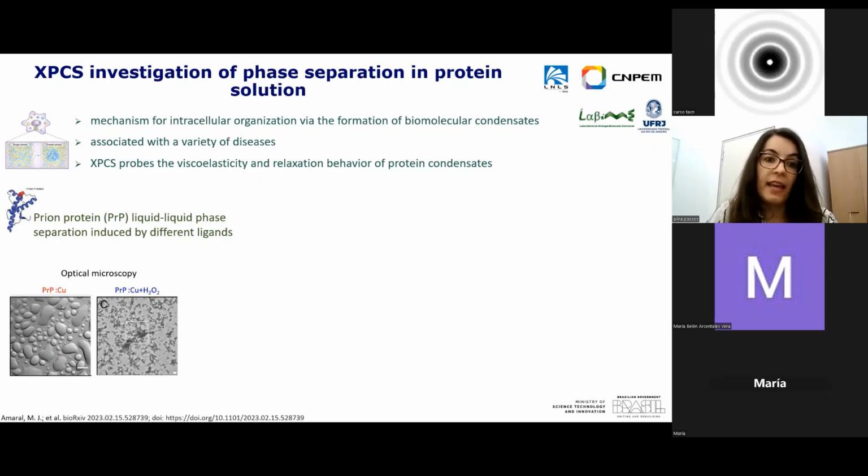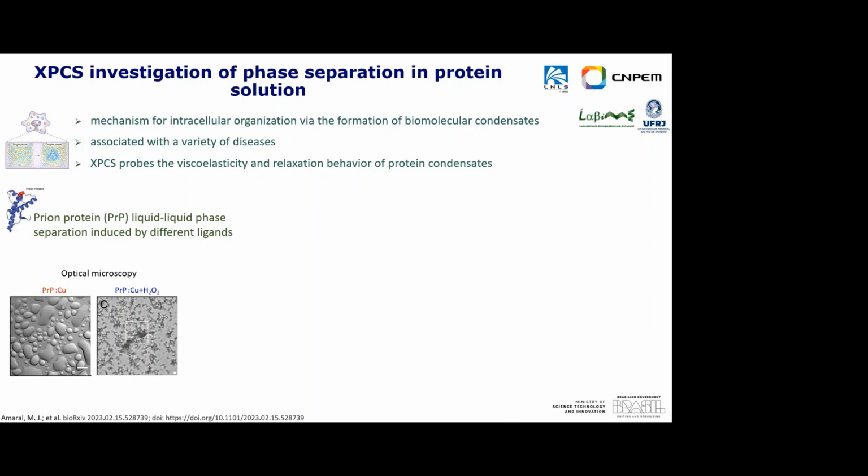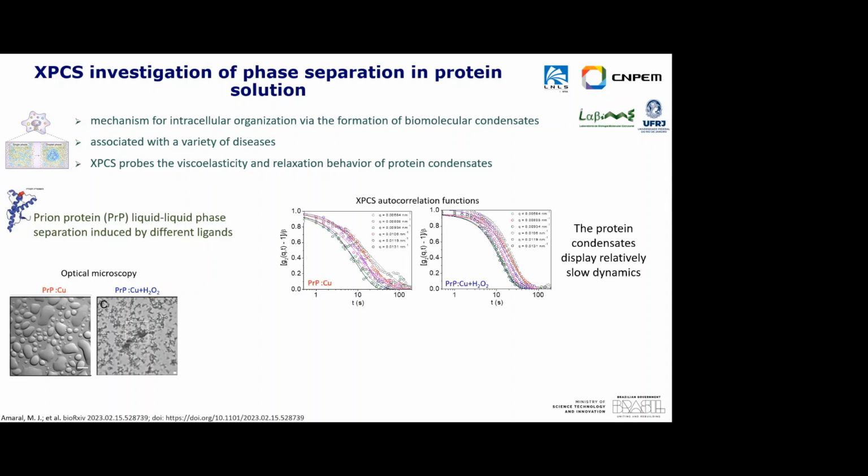And if they add, for example, copper and peroxide, they obtain a completely different morphology that's more of a gel network. And this occurs naturally in our body. At some point we have more peroxide and this changes the protein condensate. So they came to the beamline and we studied this. We mixed these proteins with copper and copper peroxide and we analyzed the dynamics.